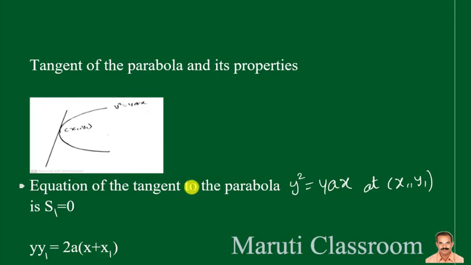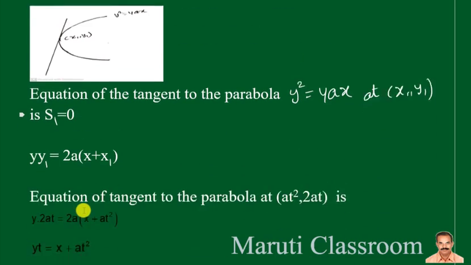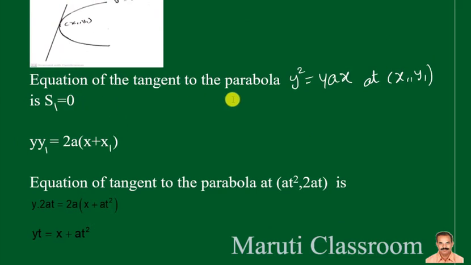The equation of the tangent to the parabola y square equal to 4ax at (x1, y1) is S1 equal to 0. To write S1, we write y1 in place of y, and 1/2 (x plus x1) in place of x. Then S1 becomes y y1 equal to 4a into 1/2 into (x plus x1). 4a by 2 is 2a, so y y1 equal to 2a (x plus x1). This is the tangent of the parabola y square equal to 4ax at (x1, y1).